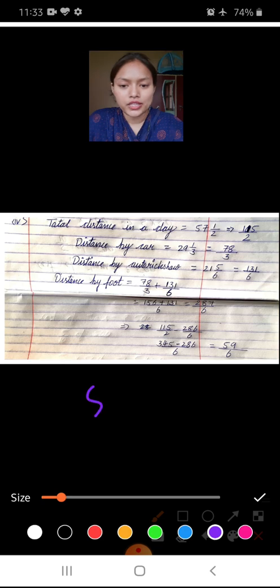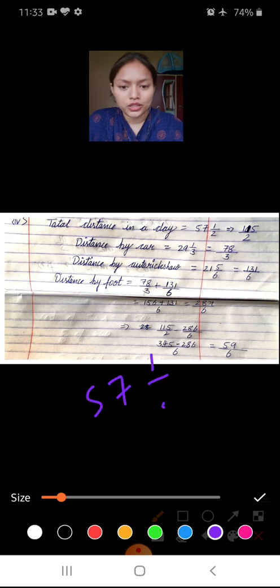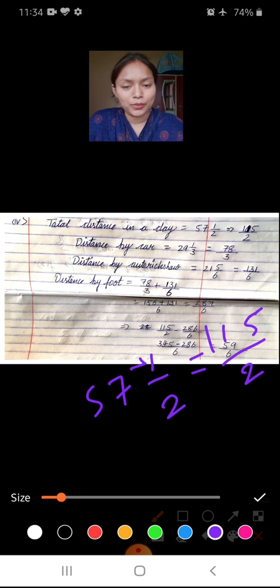Now 57 and 1 by 2. Just multiply: 57 multiplied by 2 is 114, plus 1 is 115. So 115 by 2 is the total distance, converted into an improper fraction. Similarly, we convert the distance covered by car into an improper fraction and we get 78 by 3. Similarly, for the auto rickshaw we get 131 by 6.